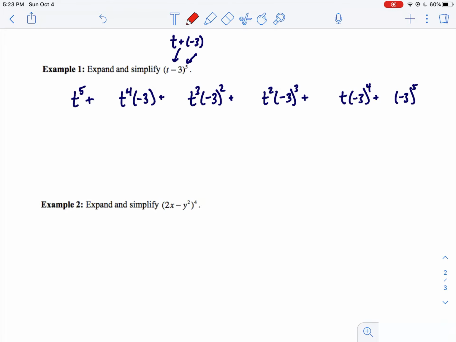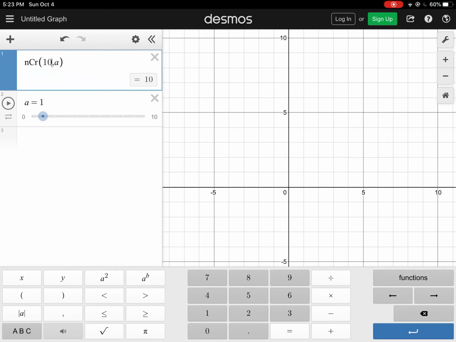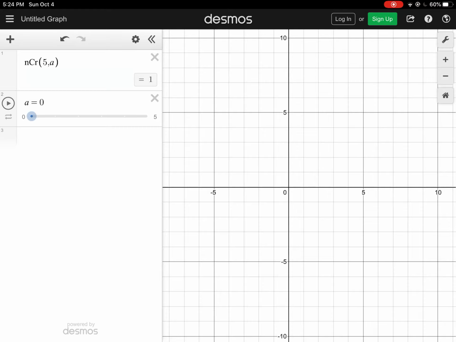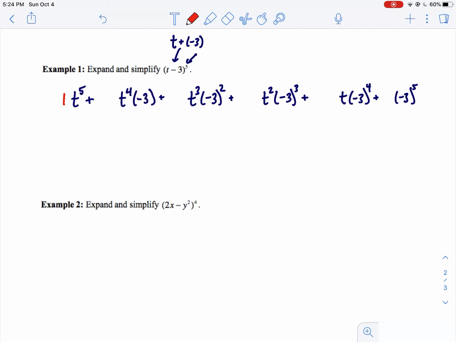So again, if we go into Desmos, right, we can come up here and say, oh, I want nCr. I want it to be 5, comma A, right? And so now I only want to look at A from 0 up to 5. Okay? And so when I do that, 5 choose 0 is 1, 5 choose 1 is 5, 5 choose 2 is 10, 5 choose 3 is 10, and then 5, and then 1, right? So just like that, we've got our coefficients. So our coefficients were 1, 5, 10, 10, 5, 1.